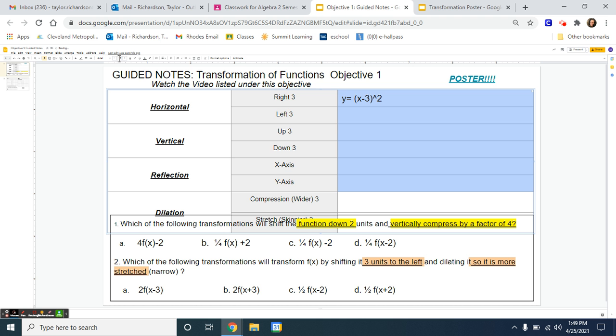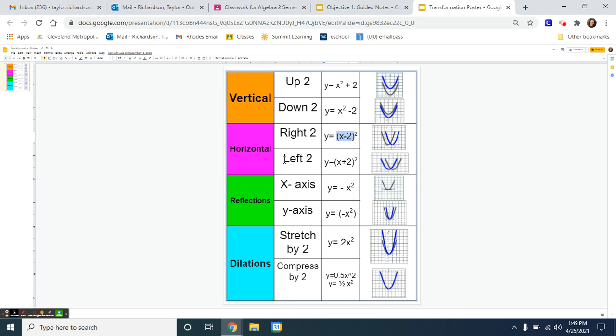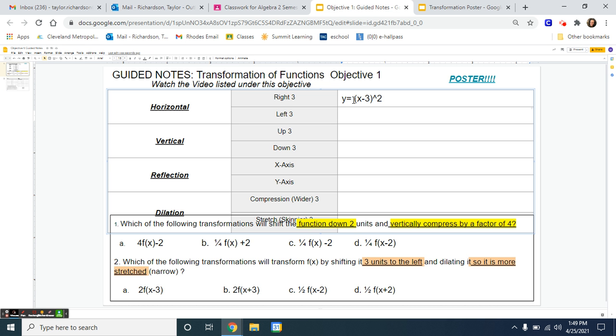Okay, now let's do left 3. On the poster, we're again talking about 2s. What it looks like when you want to move the graph left 2 is y equals, again, parentheses, x plus 2. And if you see, there are pictures showing you what that looks like. So when we want right 2, our graph is moving to the right 2. When we go left 2, our graph is moving to the left 2. So let's make an equation that will instead say left 3, right? So it's going to start with y equals parentheses x plus 3.